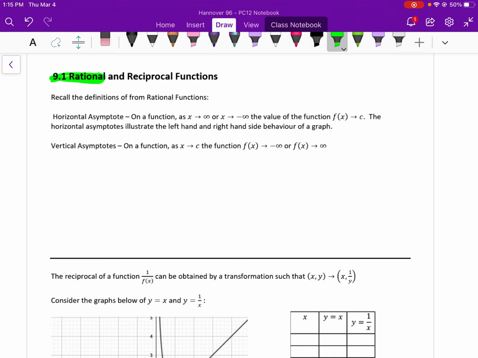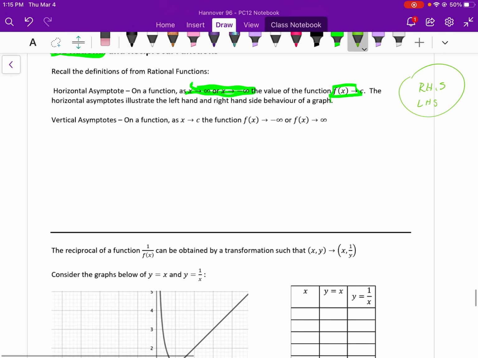So for example, recall the definitions from rational functions. A horizontal asymptote on a function: as x goes towards infinity or x goes towards negative infinity, the value of the function approaches some constant c. Now remember that horizontal asymptotes are left-hand side and right-hand side behavior. So the function will go towards some constant as x gets large on the left and right side.